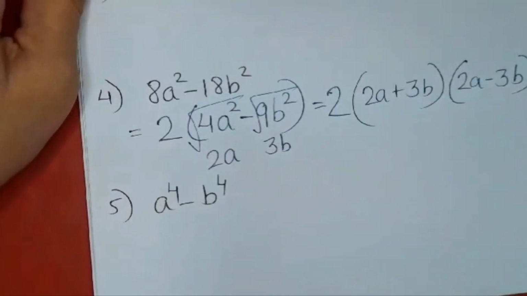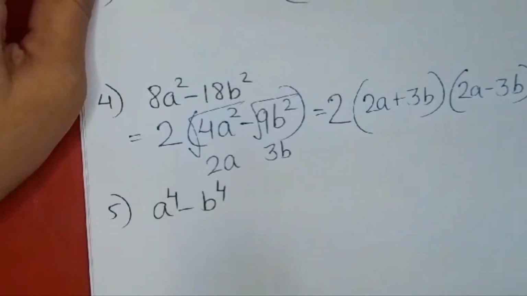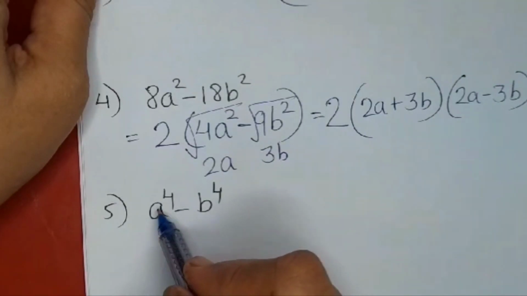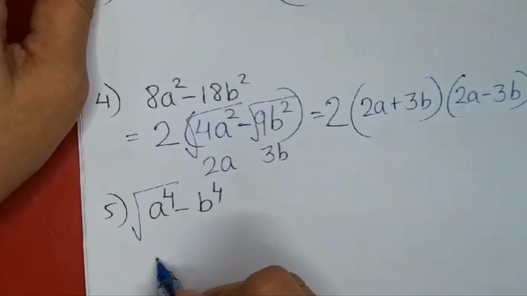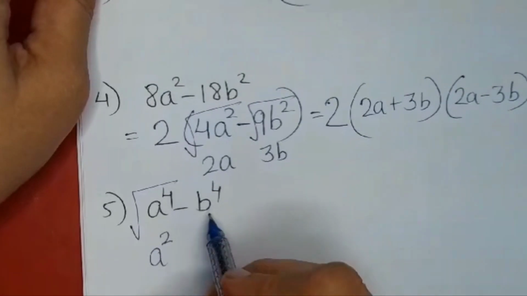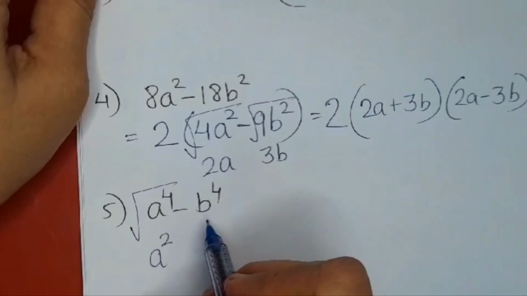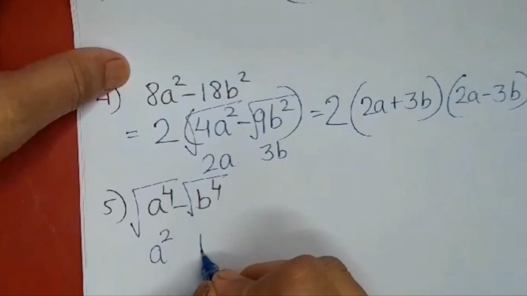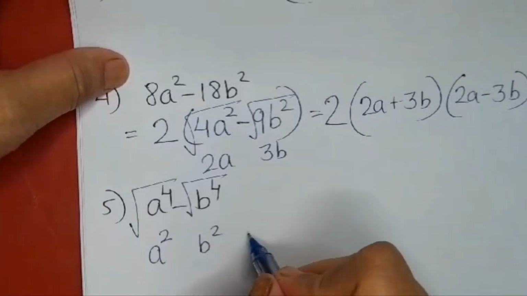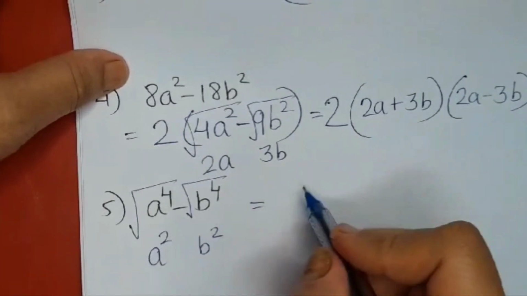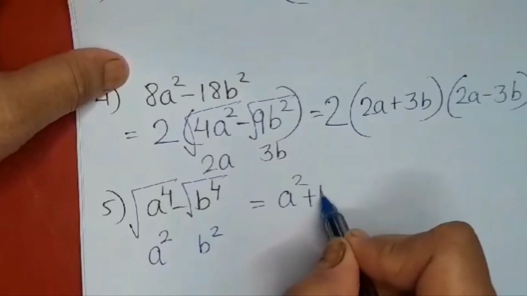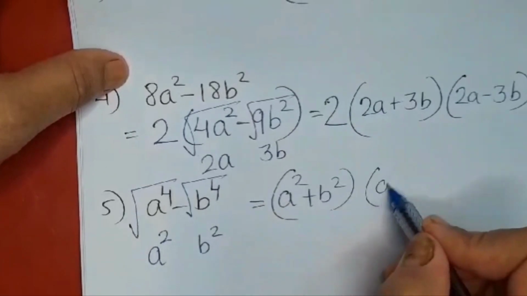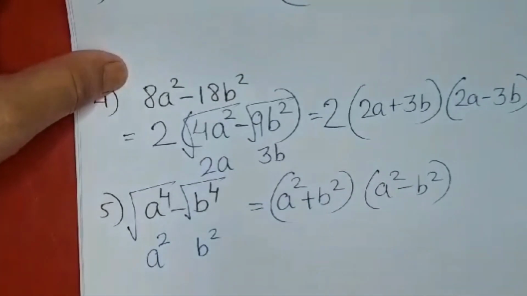Now for the fifth example, here we see that both are perfect squares. So if we take the square root of a with the power of 4, we get a square, and the square root of b with the power of 4, we get b square. So we have to write it here in the form of sum and difference. So a square plus b square and a square minus b square.